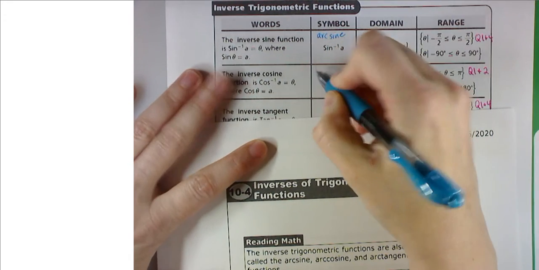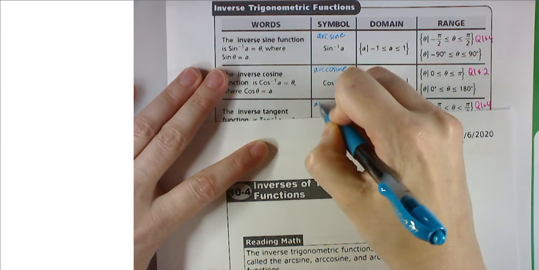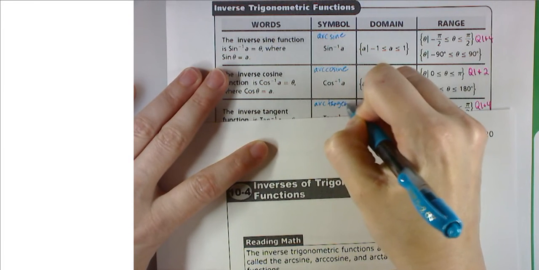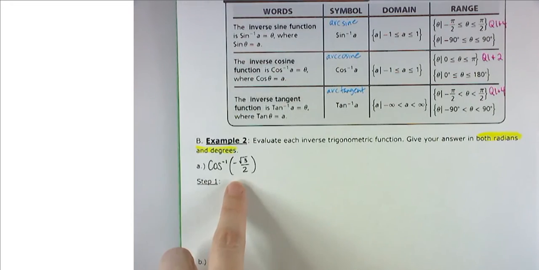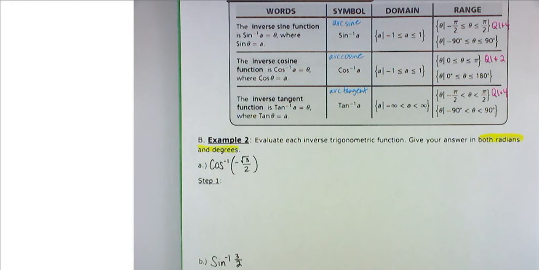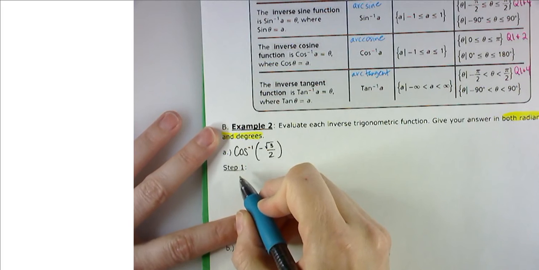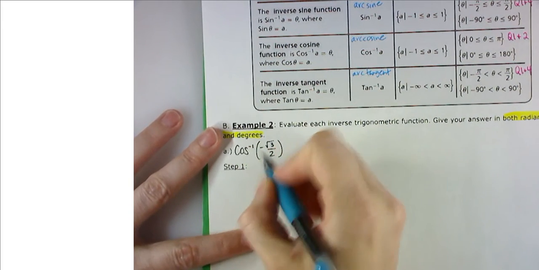So you're going to find where on the unit circle in quadrants 1 and 2, where in quadrants 1 or 2 is the x coordinate negative root 3 over 2.